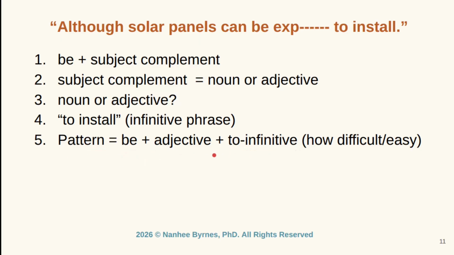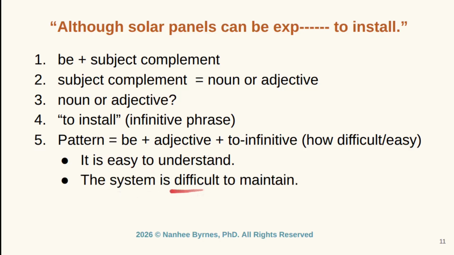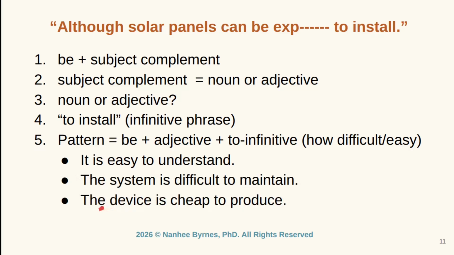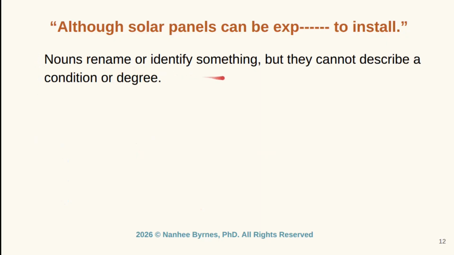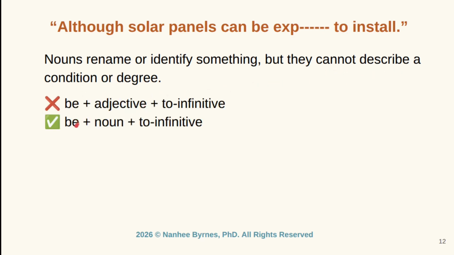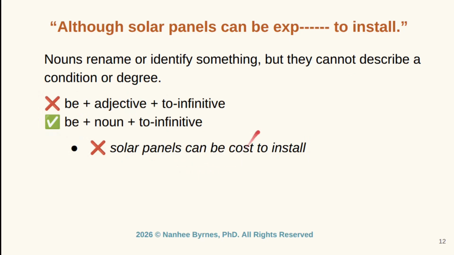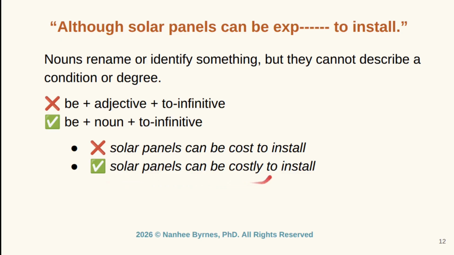Examples. It is easy to understand. The system is difficult to maintain. The device is cheap to produce. Notice that we cannot use a noun here. Nouns rename or identify something, but they cannot describe a condition or degree. For example, incorrect: solar panels can be cost to install. Correct: solar panels can be costly to install.